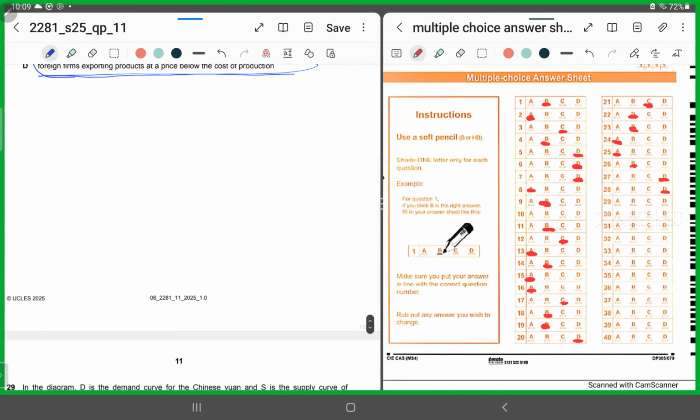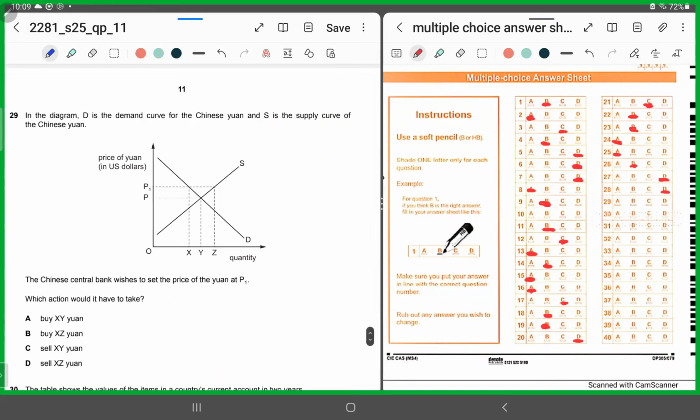29. In the diagram, D is the demand curve for Chinese yuan and S is the supply curve. This is the initial equilibrium. If the central bank wishes to set the price at P1, this would be the demand and this would be the supply, and this entire region would be the excess supply. So in order for this excess supply, the government would have to buy this difference from X to Z. Why? Because if it does not buy this excess supply, the price would fall back to P.